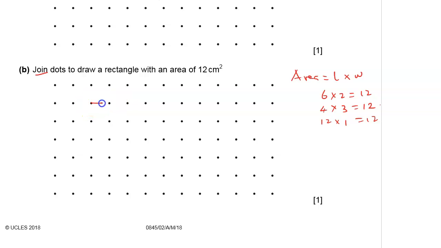So 4 and 3. 1 and 3 is right there. 1, 2, 3. 1, 2, 3, 4. And I go this way and this way. So that area there is equivalent to 12. So this is 4 centimeters. This is 3 centimeters, of course, giving us an area of 12 square centimeters.